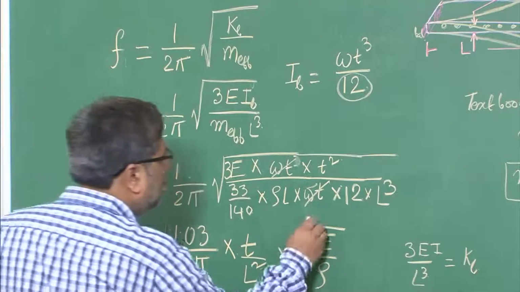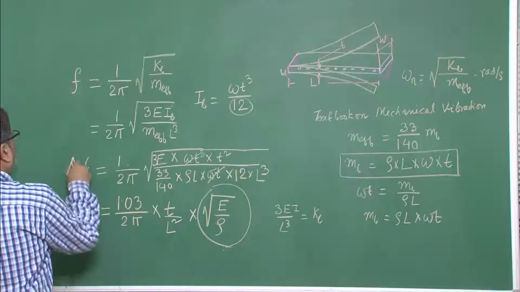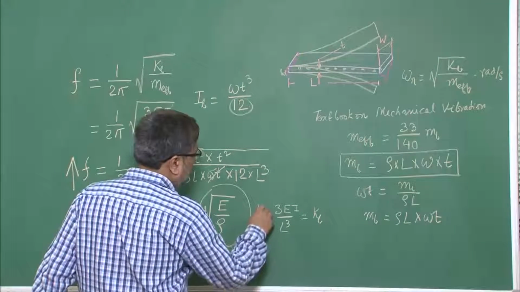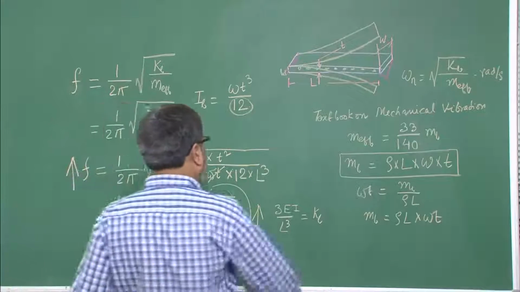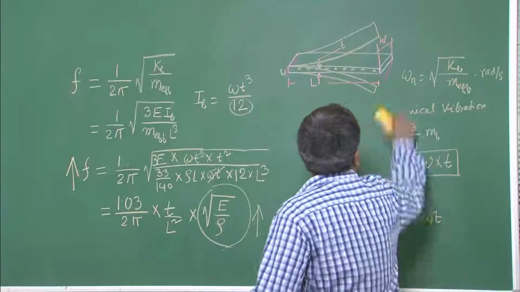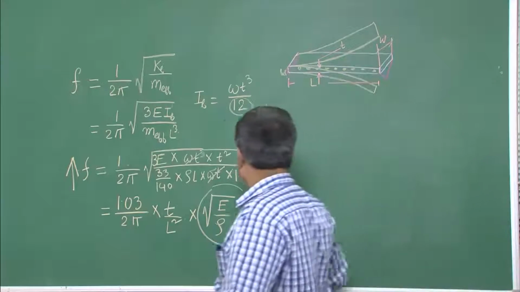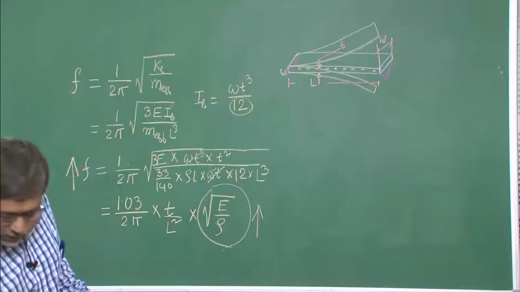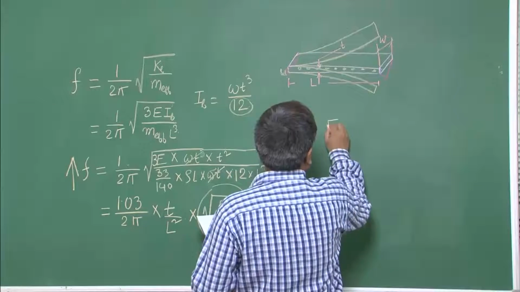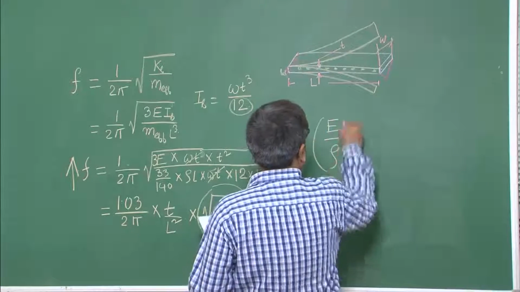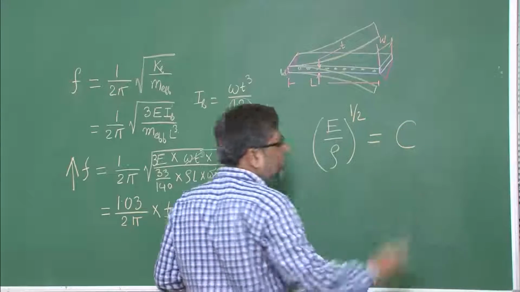That is the material property index. If you want to maximize this frequency, you have to maximize the square root of E by rho. That is the point that we are getting as a take-home exercise result from this system.